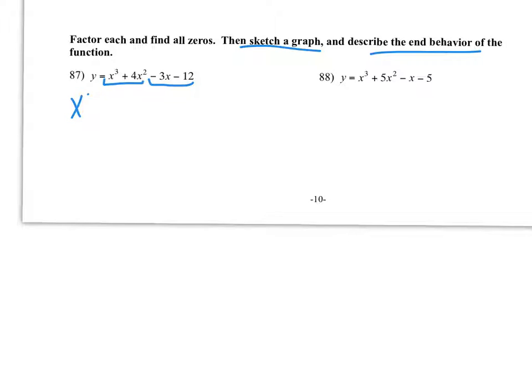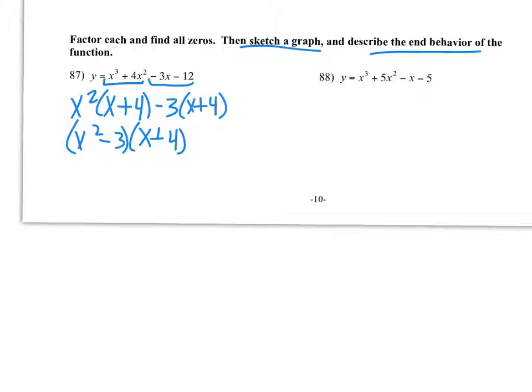Okay, I'm going to take an x squared out of both first pieces, leaving me with x plus 4. Then on the next one, I'm going to take minus 3, leaving me with x plus 4. Giving me x squared minus 3 and x plus 4 as my factored pieces. My first zero is going to be x squared is equal to 3. x is equal to plus or minus the square root of 3. And then we've got x plus 4 equals 0, which means that x is equal to negative 4.